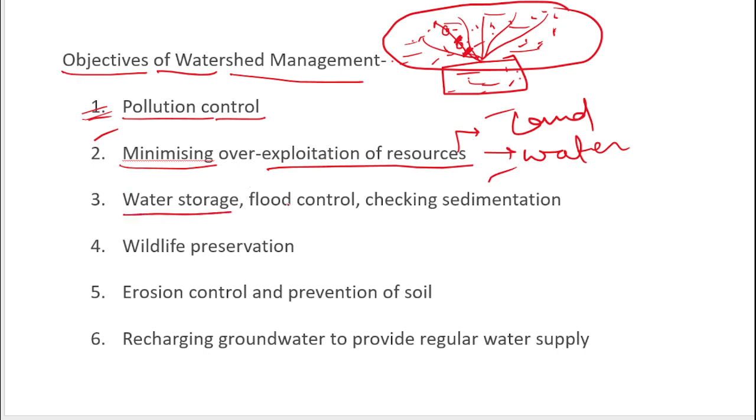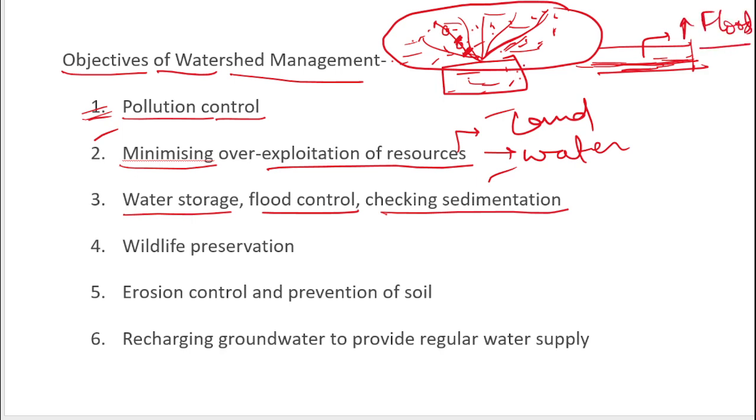It helps in water storage, flood control, checking sedimentation. क्या होता है कि रिवर्स में कभी कभी सेडिमेंटेशन हो जाता है वाटर में. Suppose this is a river, and with incoming sediments, इतने दूर पे सेडिमेंट्स होगा, इतना आधे हाफ रिवर is filled with sediments, then there will be more chances of floods. लेकिन हम यहाँ पे सेडिमेंटेशन को भी चेक कर सकते हैं, तो उससे फ्लड कंट्रोल भी होगा.